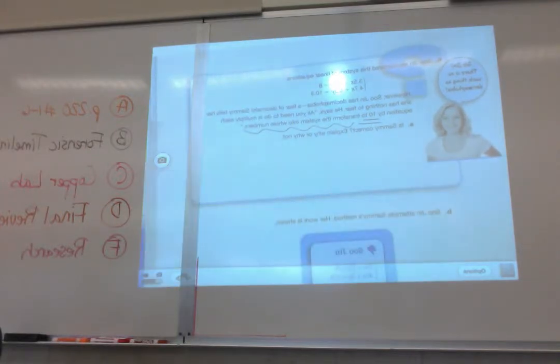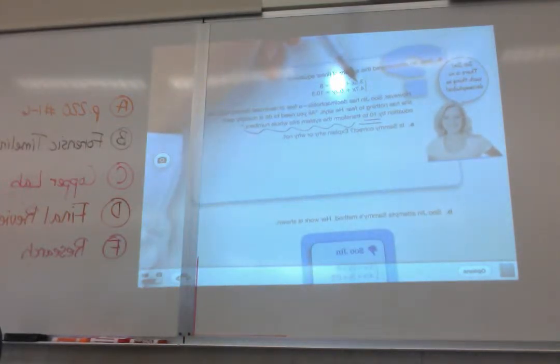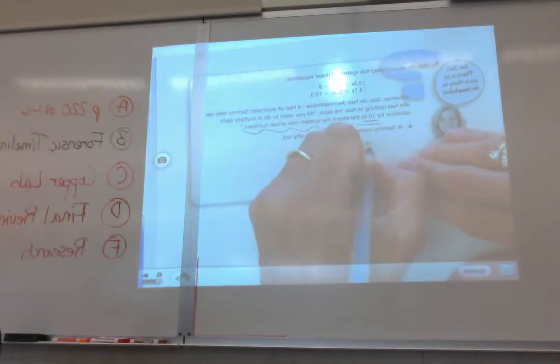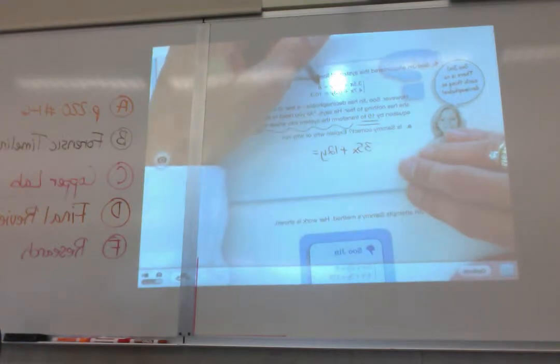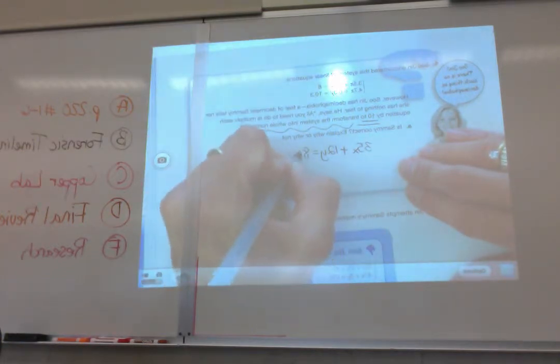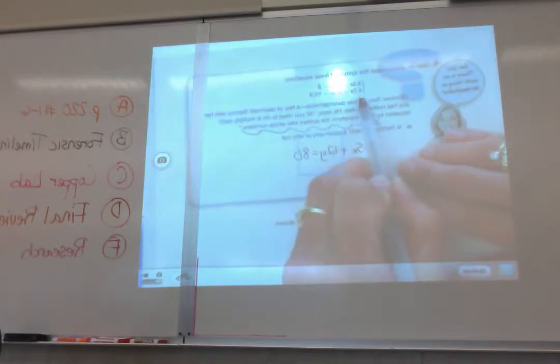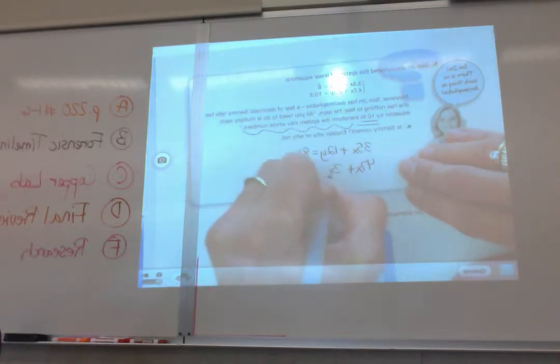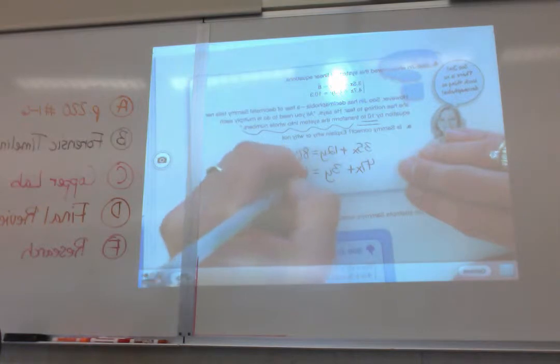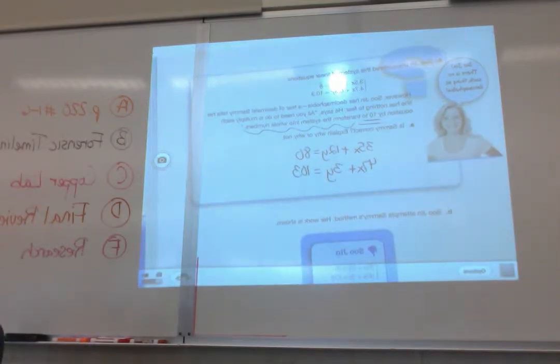Okay, is Sammy correct? Let's see. Timesing by 10. What happens when you times 3.5 by 10? Oh, 35. Times this by 10. What would it be? 35x plus 12y equals 8 times 10. 4.7 times 10. 0.3 times 10. 10.3. Okay. Does that look better? Kind of. Still some big ugly numbers, but at least they're not decimals.